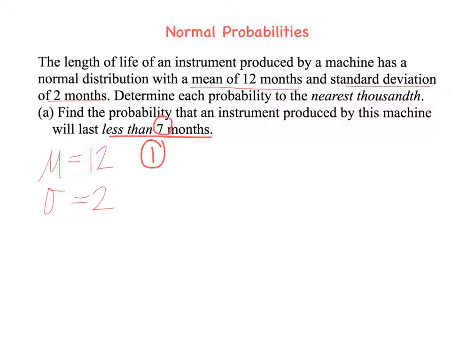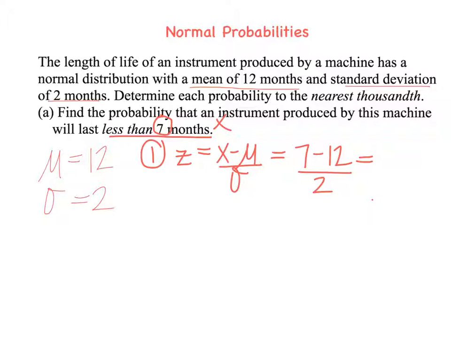So 7 is my x. So my z-score formula, if you remember, is x minus the mean divided by the standard deviation. So I'm going to fill in my values. 7 minus 12 divided by 2. And remember, we're rounding that to 2 decimals. So I get negative 2.5.